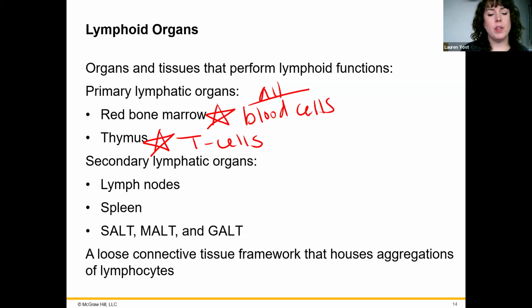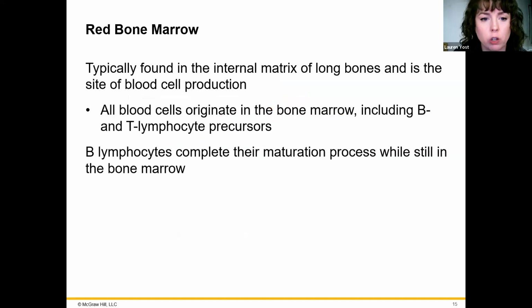Then we have the spleen, and then SALT, MALT, and GALT. The ALTs, we'll get into these. We're going to go through each of them.